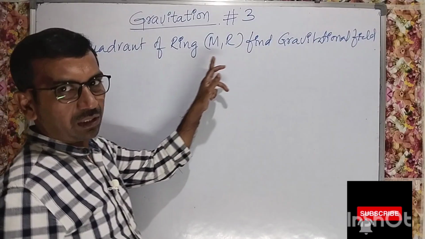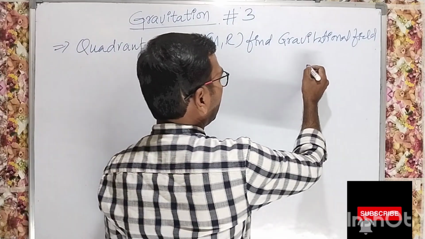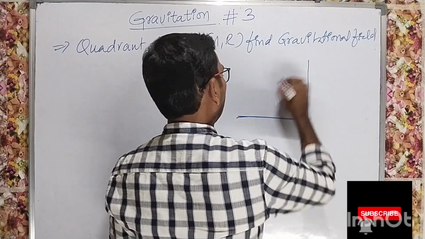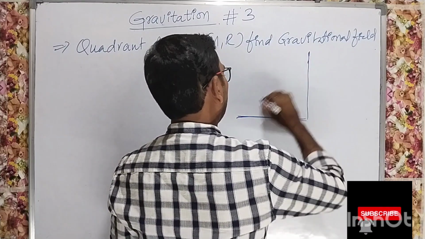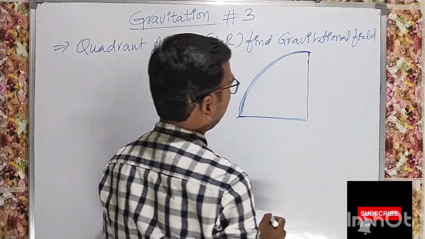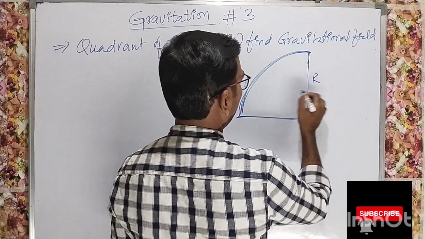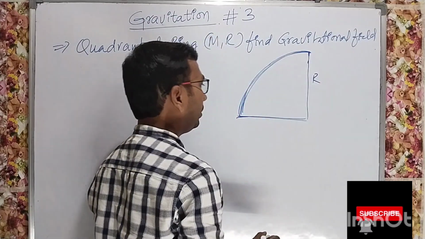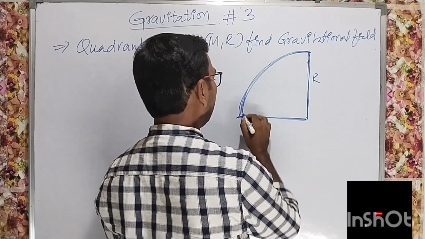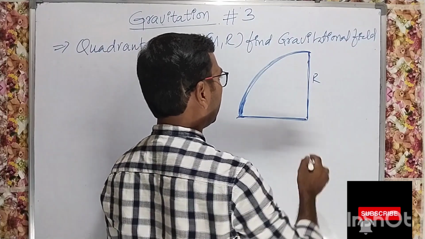Now, a quadrant of a ring of mass m and radius r, find the gravitational field. So you can consider a quadrant of a ring. This radius is r and this mass is m. Similarly to before, when we did the semicircular ring, you can do it the same way.